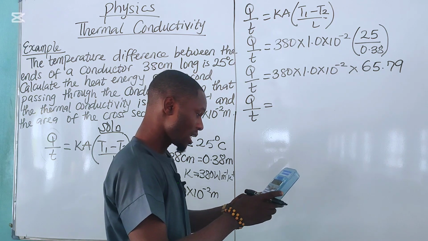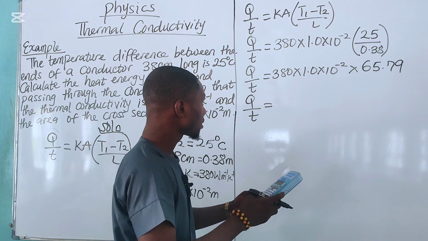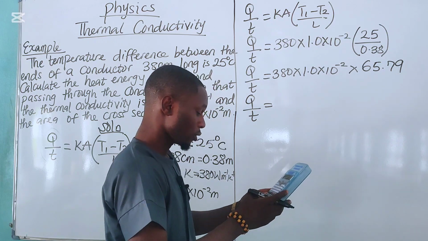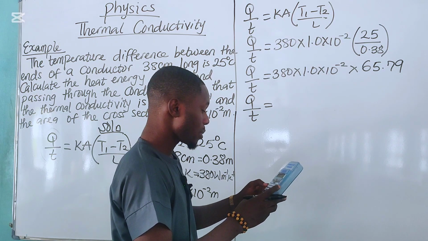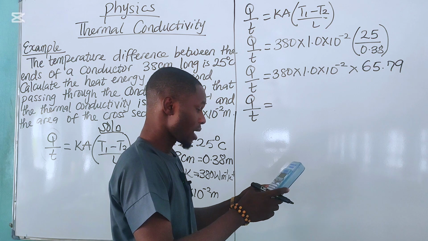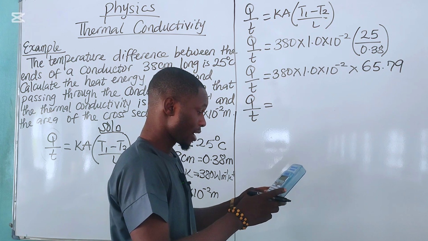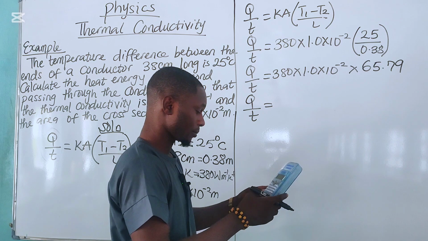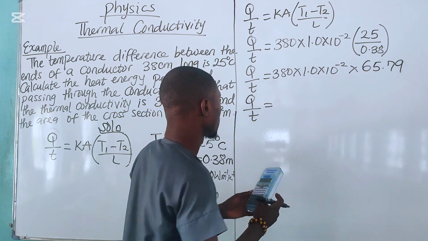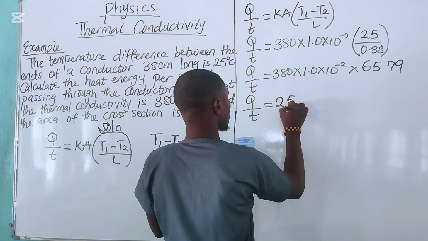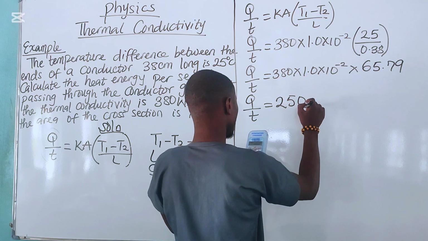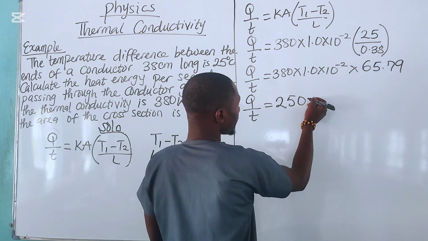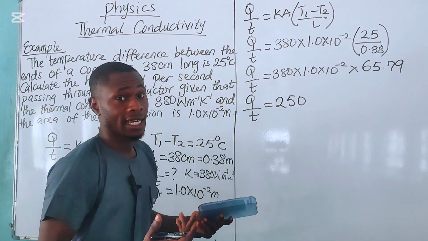So I have 380 times 1.0 times 10 power minus 2, which is the same thing as exponential minus 2, times 65.79. So I have 250.002. So approximately 250. So what is now going to be the SI unit?